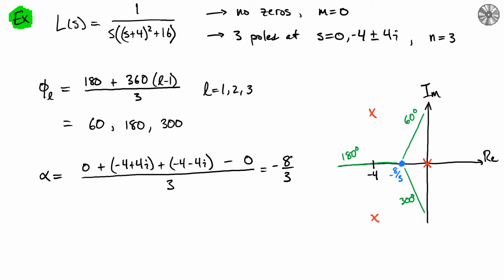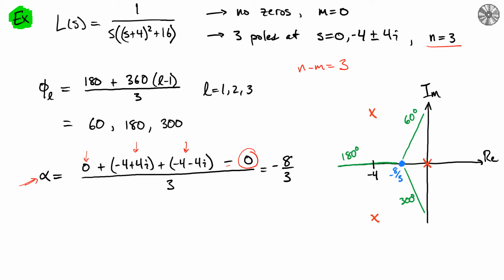So we see this implemented on our example. We know that there are no zeros and there are 3 poles. So n minus m in this case is just 3, because it's 3 minus 0. So we know we have 3 asymptotes, and we can calculate the angles and their location. The location is given by the sum of all the poles minus the sum of all the zeros. So we take the sum of all the poles, which is 0, plus minus 4 plus 4i, plus minus 4 minus 4i, and we subtract away the sum of all the zeros, which is just 0.